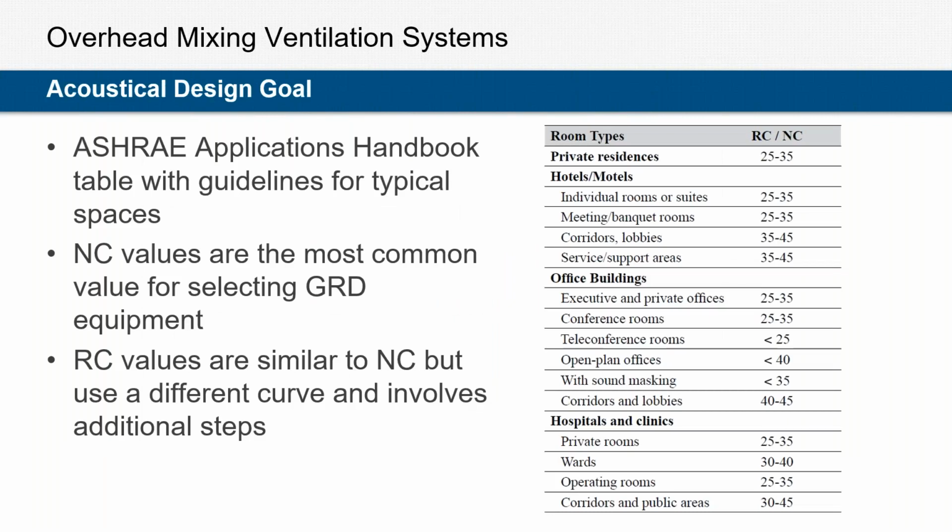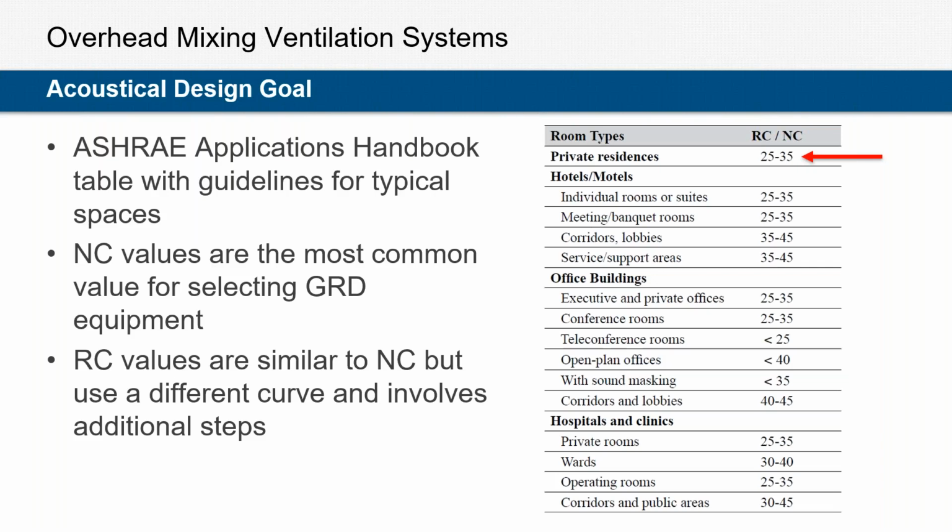Next, I'm going to switch gears and we're going to start talking about acoustics. So the idea of what is my acoustical goal here? And ASHRAE Application Handbook provides values. I think this one's actually out of the Price Application Handbook. And we have a number of different values here for different spaces. NC values are so ingrained in the industry and the most common. It also does list RC values typically. RC values are similar to NC. They use a slightly different curve and involve a few more steps, but when it comes to selecting GRD products, it's almost always NC values that we're talking about.